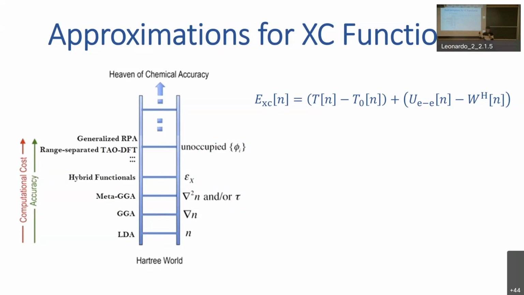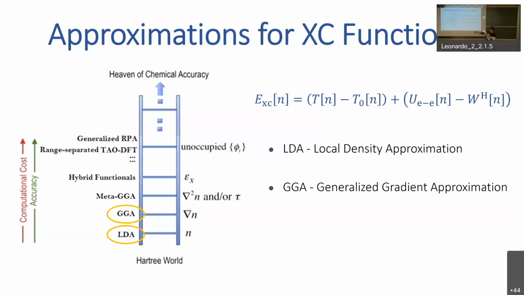And at the bottom, we have the exact solution. In the middle, in the ladder, the higher we go, the better the accuracy we reach, but also the computational cost will increase. So in this presentation, we will focus on the two most widely spread approximations in DFT, that are the LDA, local density approximation, and the GGA, generalized gradient approximation.